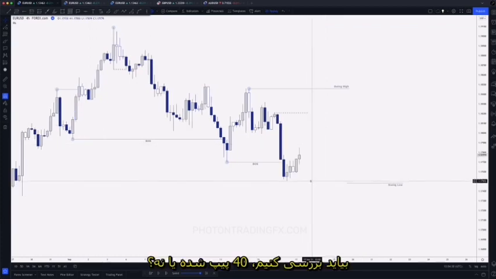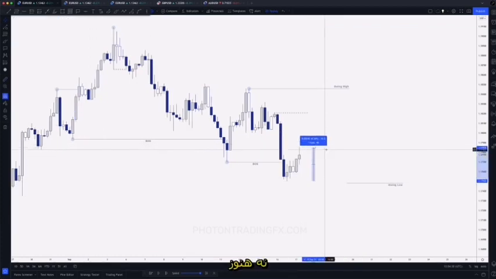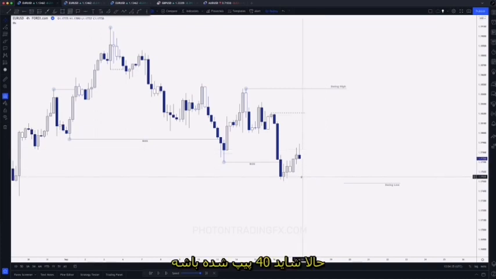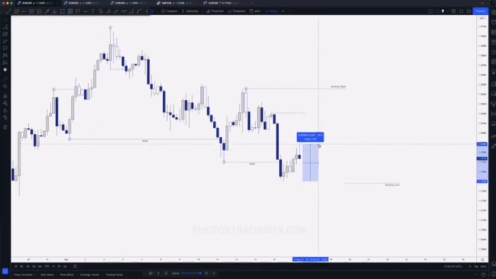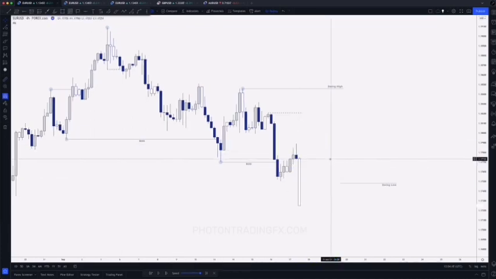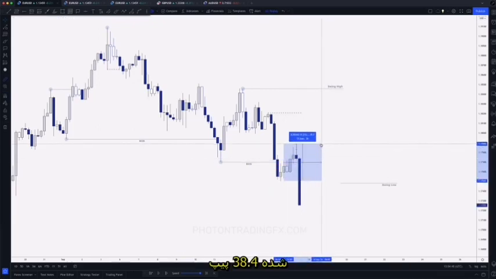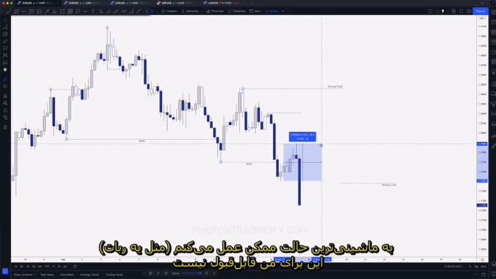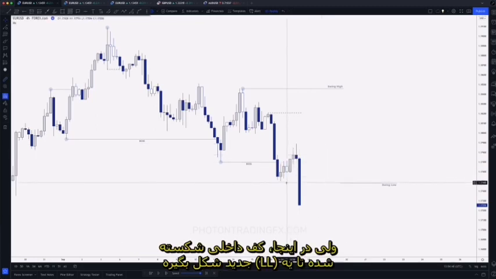Okay, so let's have a look. Is this 40 pips yet? Not quite yet. That might be 40 pips. Not quite yet. Okay, boom. Let me just double check that. Okay, 38.4 pips. I'm going to be as mechanical as a robot. That for me is not swing structure. But we have now taken out the internal low to form a lower low.